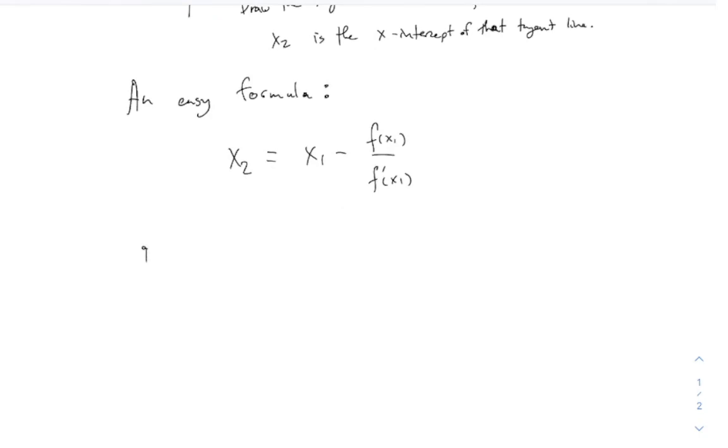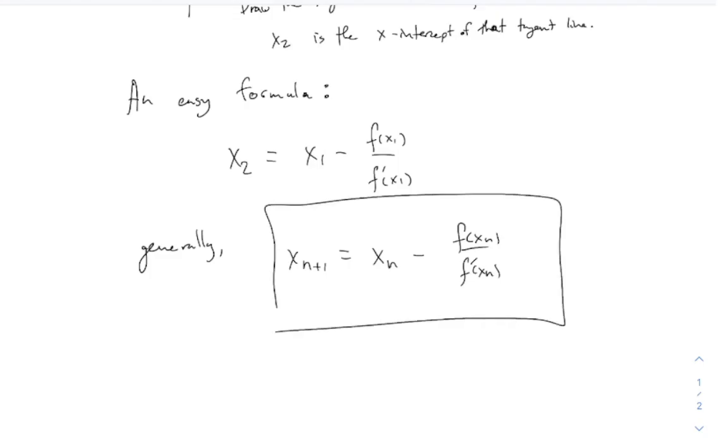So generally, x_{n+1} is x_n minus f of x_n over f prime of x_n. All right, and this is the formula for Newton's method. This is the one to remember.